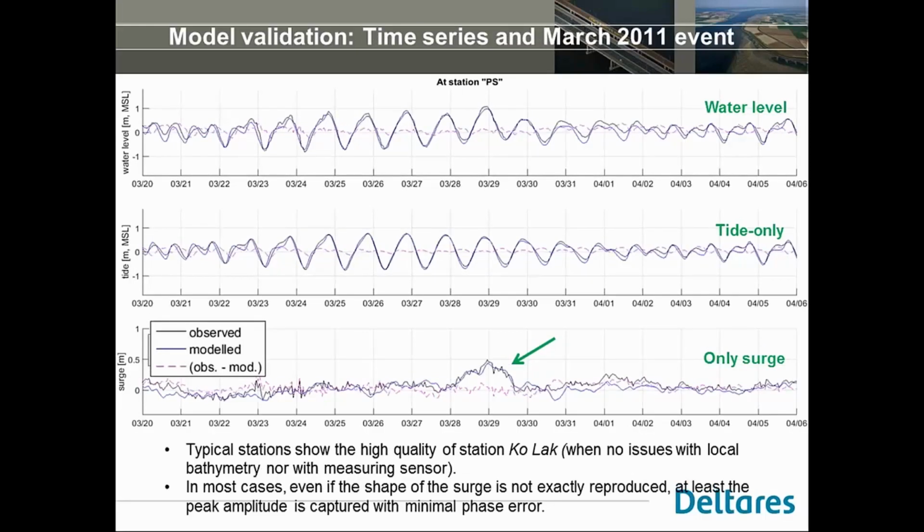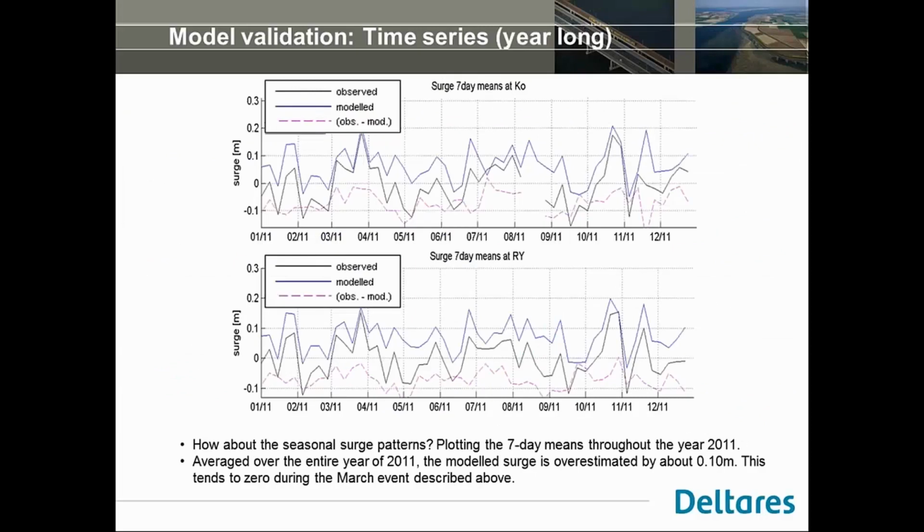We can make similar plots for all stations, and you see that there's more noise in this case, station PS. You see there's more noise in the observed surge, but again quite a good fit with the model result. In some cases the shape of the surge is not exactly reproduced, but the peak amplitude and the phasing is quite well reproduced in the model, although these stations cover a distance of more than 1,000 kilometers along the Thai coast.